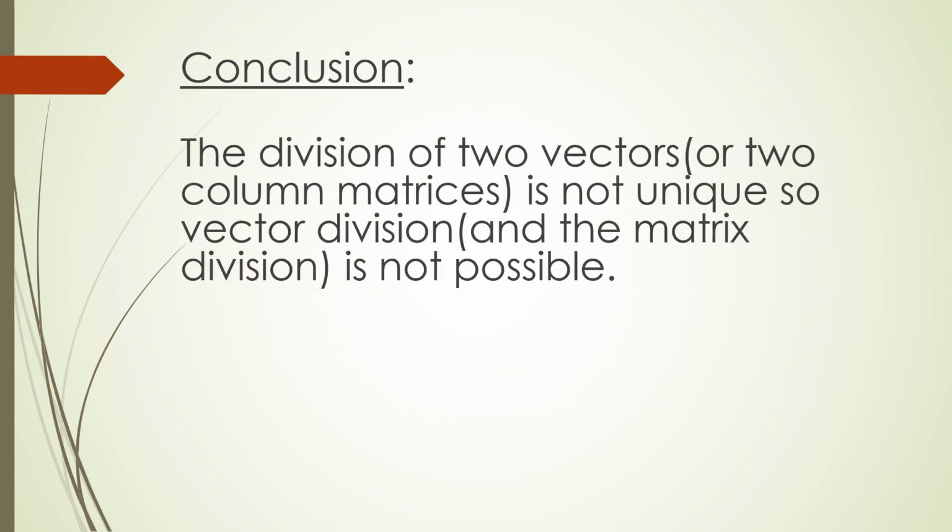In conclusion, the division of two vectors or two column matrices is not unique, so vector division and matrix division is not possible.